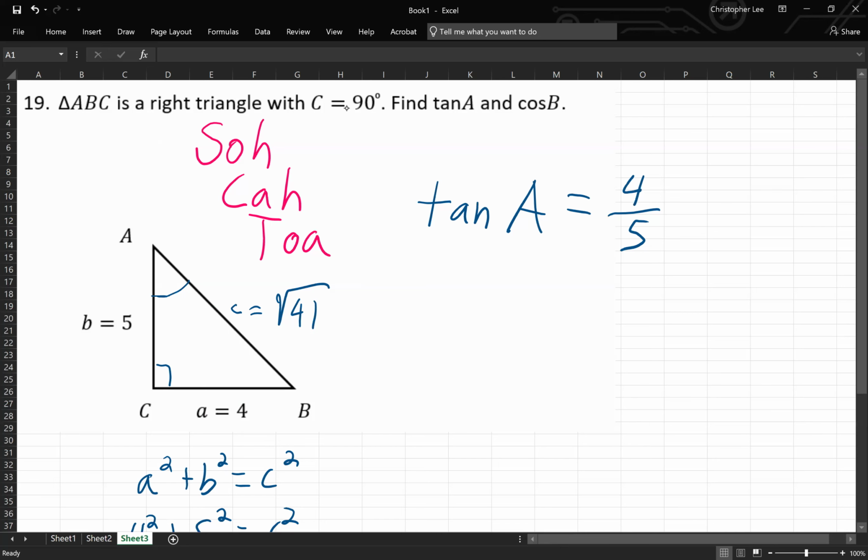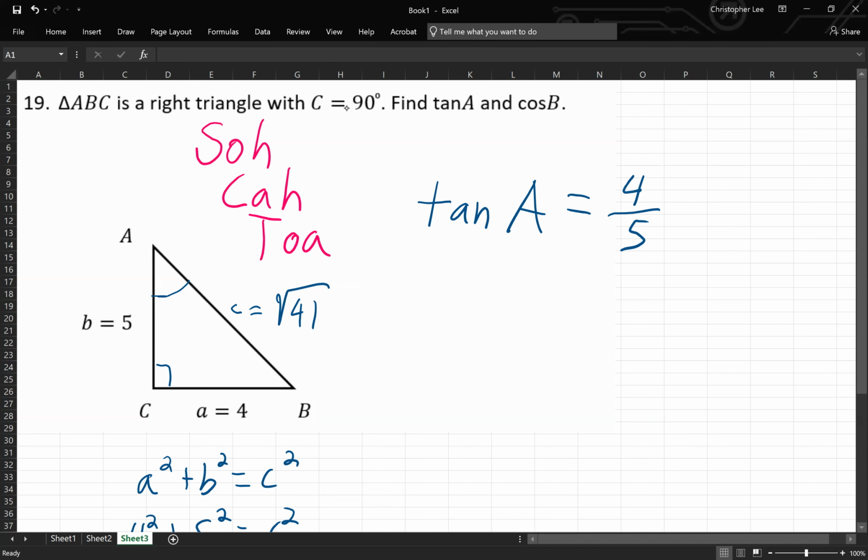Remember that adjacent means next to, opposite means away from you, like you're in front of it. Like Omar over here is sitting opposite to me, whereas Derek is adjacent to me. He's next to me. Omar is opposite. So think of it like that. So that's tan. Tan is good.